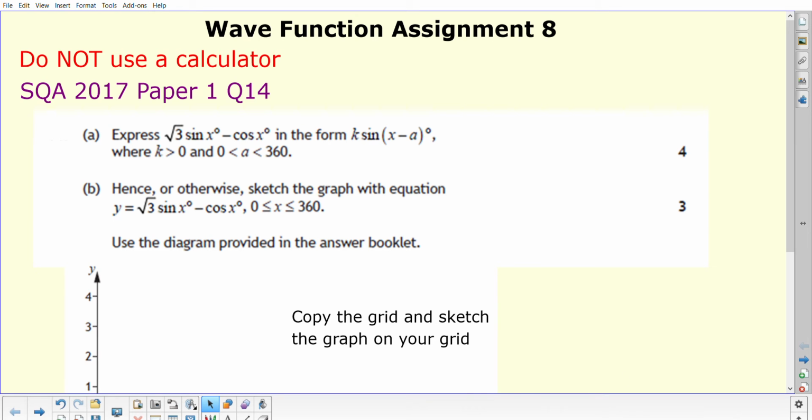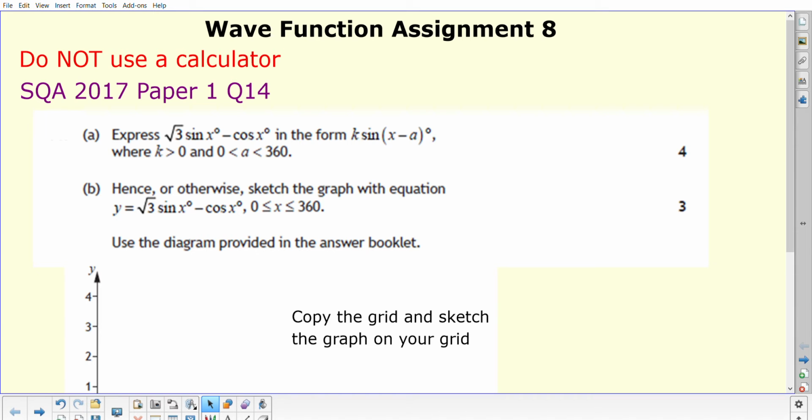So for wave function assignment 8 that you had to do, you were not allowed to use a calculator. That's because this question was actually from the Higher SQA paper 2017, and it was a paper 1. And as you know, in paper 1 you're not allowed to use a calculator, and it was question 14 from that paper. So it's got two parts to it.